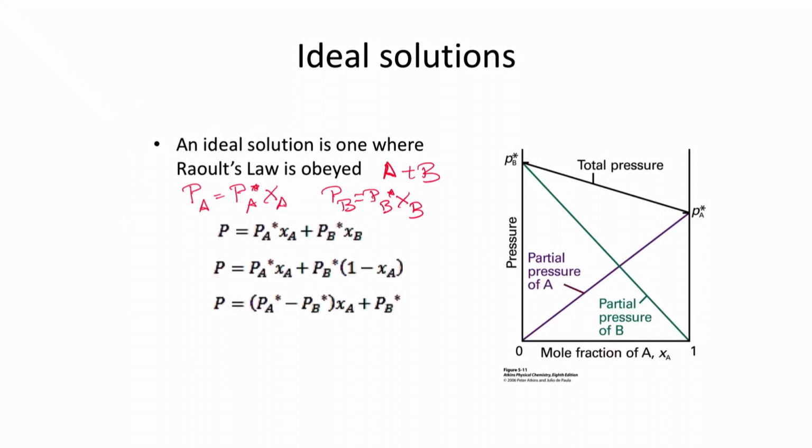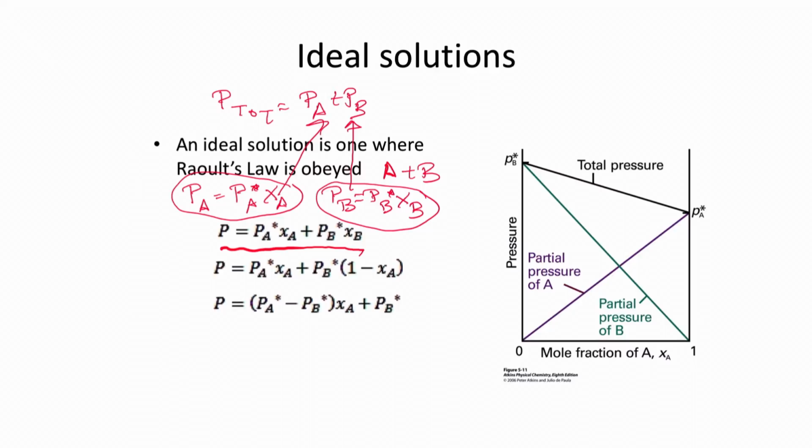So now if I combine this with Dalton's law, right, total pressure is equal to the partial pressure of A plus the partial pressure of B. I can take this equation and insert it here. I can take this equation and insert it here. And I get that P is equal to PA star times XA plus PB star times XB. I can do some algebra and rearrange this. And I get that P is equal to PA star minus PB star times XA plus PB star. So this graph here shows me that relationship, right?